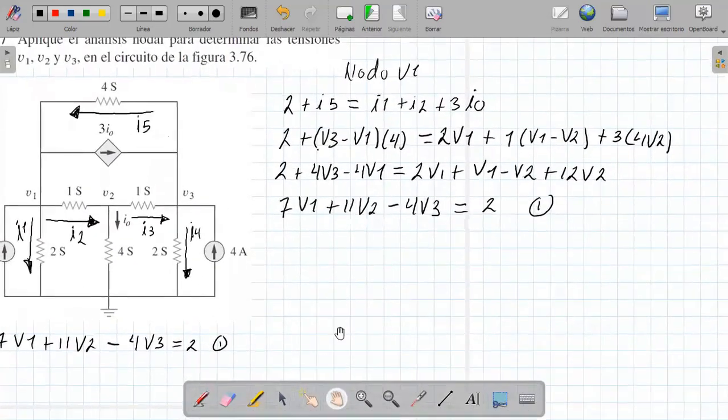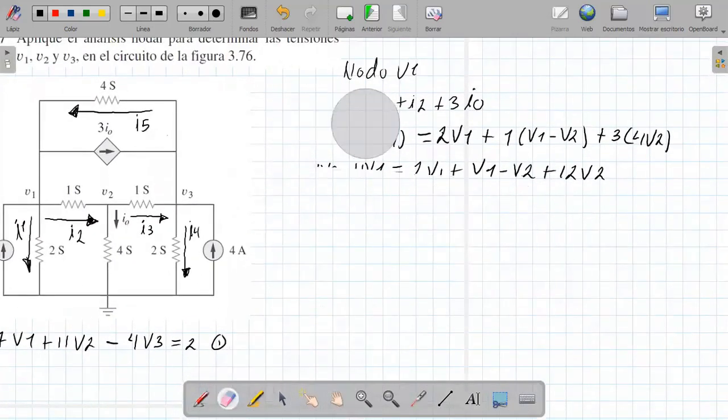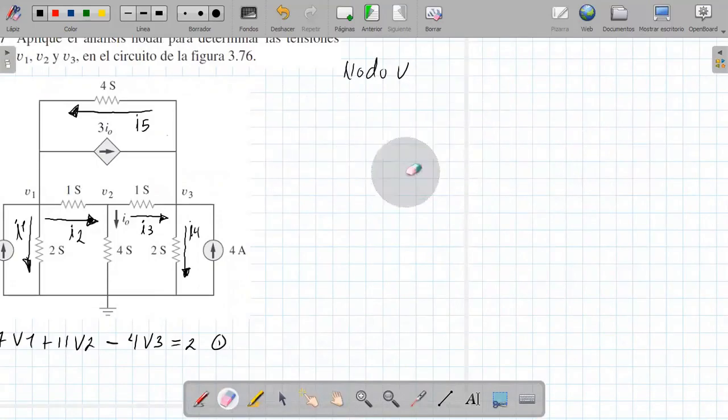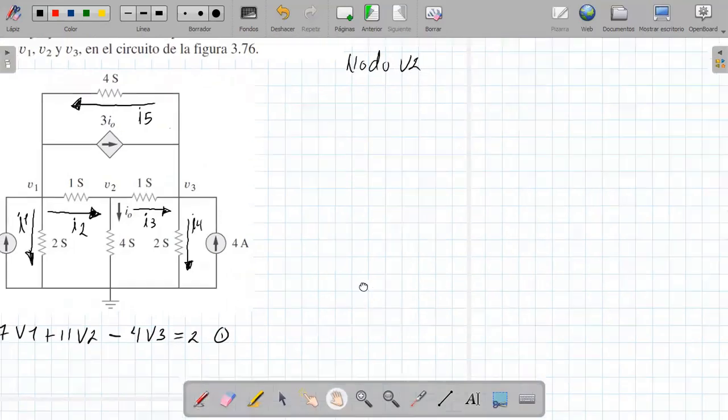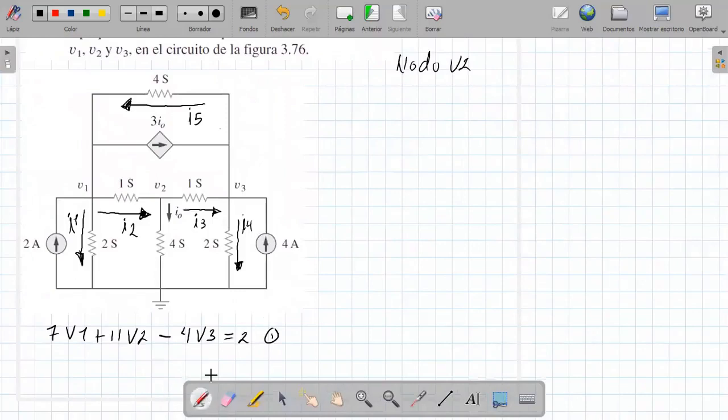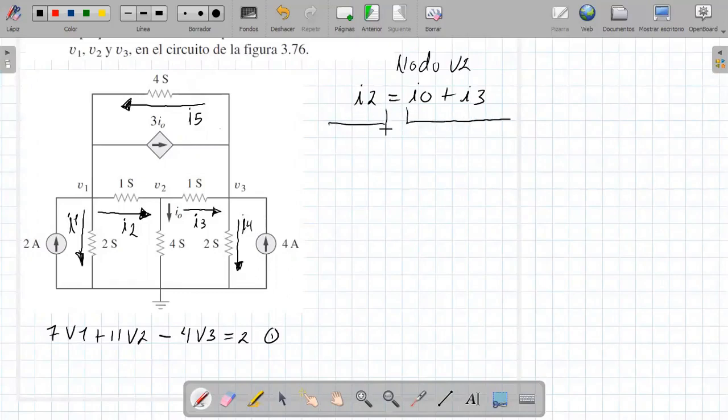First thing, I'm going to delete this. And here I'm going to do V2. In the new V2 I get that what comes in here is the current I2, and what comes out is I0 plus I3. So I2 is going to be equal to I0 plus I3. Let's remember that what enters the node is what leaves the node.